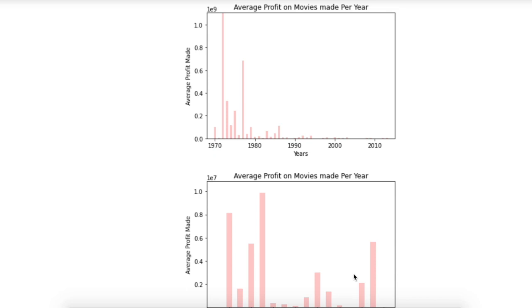In the first graph, we can see the average profit from 1970 to 2013. This graph shows that from 1970, there was a decrease in the average profit as the years went on. However, this graph isn't very accurate because in 1973, we can see that there's a big outlier that shifted the graph way above and doesn't allow us to see the rest of the graph properly.